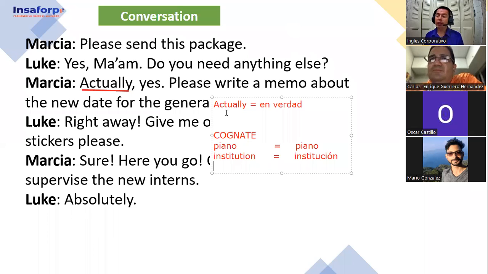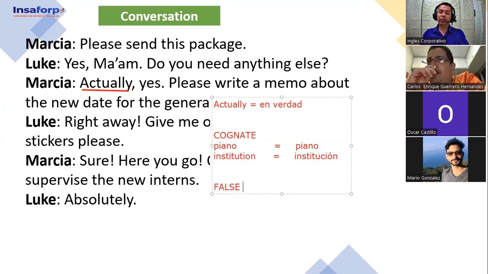So, what is a cognate? A cognate is a word that is the same in one language or very similar in one language and very similar in the other language, right? El cognate es una palabra que se escribe igual o se pronuncia igual o es casi igual que la palabra en el otro idioma, right? So, that is a cognate. But then, when you say actually, you say, ah, actually is actualmente. Actualmente, no. So, here we have a false cognate.